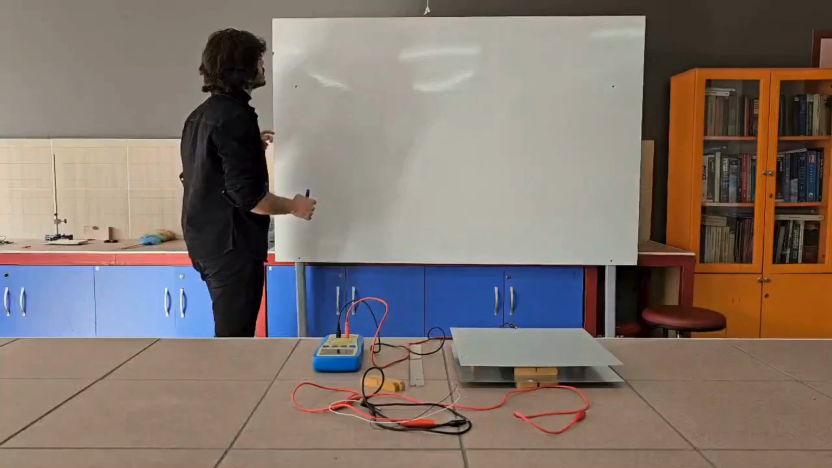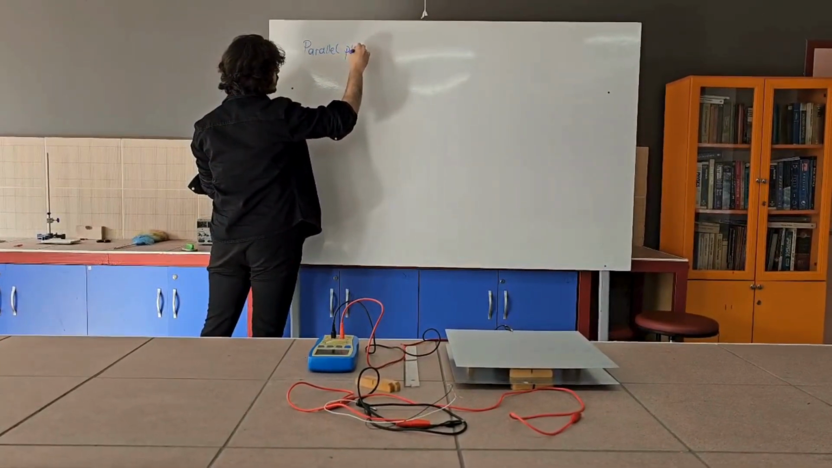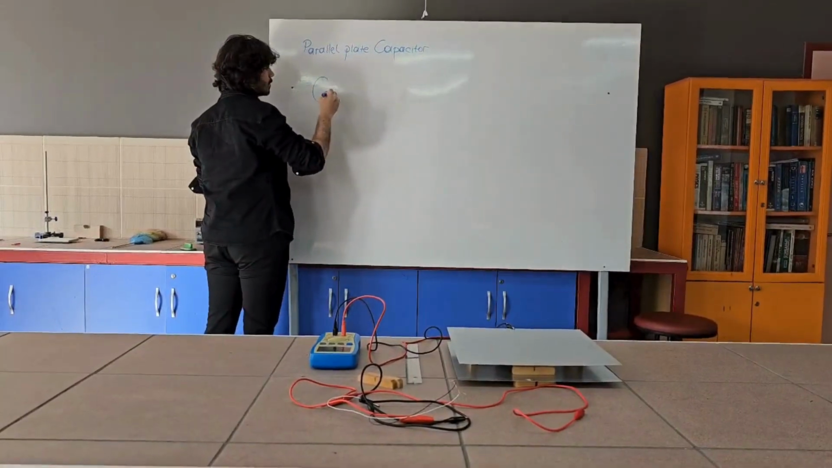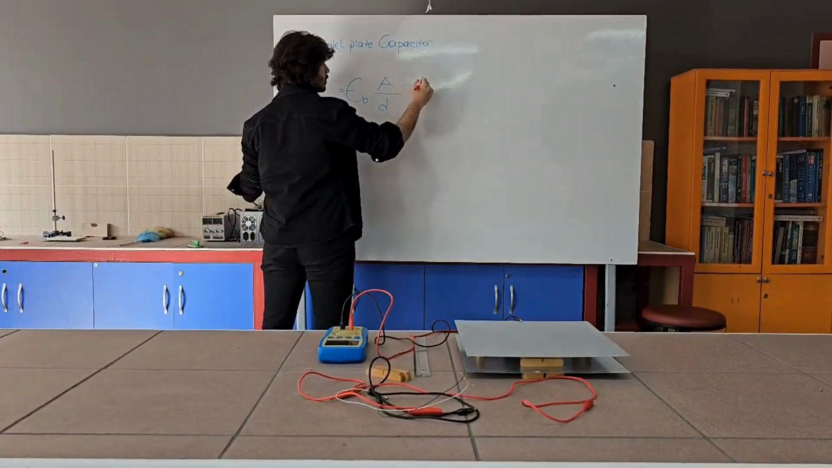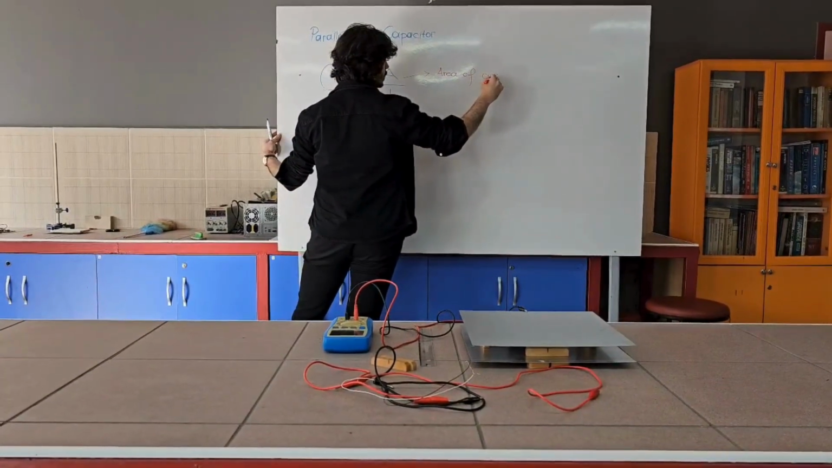It also highlights the significance of experimental accuracy and error management in determining physical quantities. In the first part of the experiment, I employed a parallel plate capacitor. The capacitance C of an ideal parallel plate capacitor is theoretically given by the expression C equals epsilon naught times A over D, where A is the area of the plates and D is the separation between them.